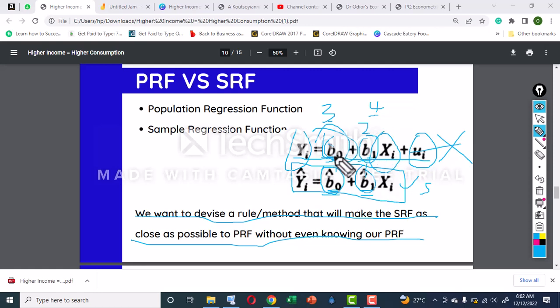But we don't even know what B0 and B1 are. We want this B0 hat and B1 hat to be as close as possible to these two, even without knowing them. That's what we are actually doing in regression.